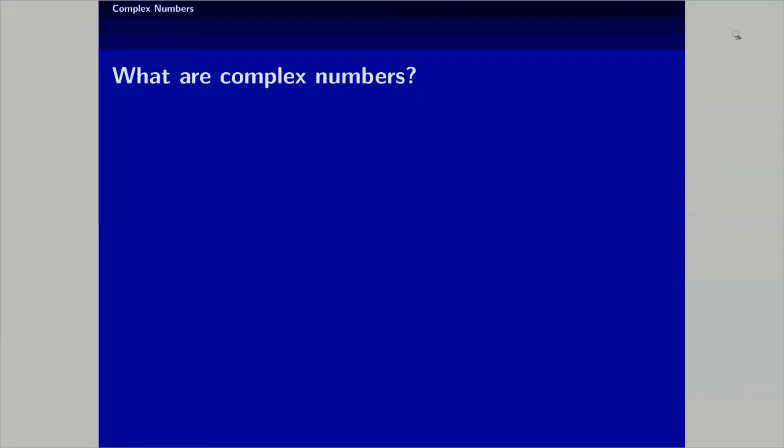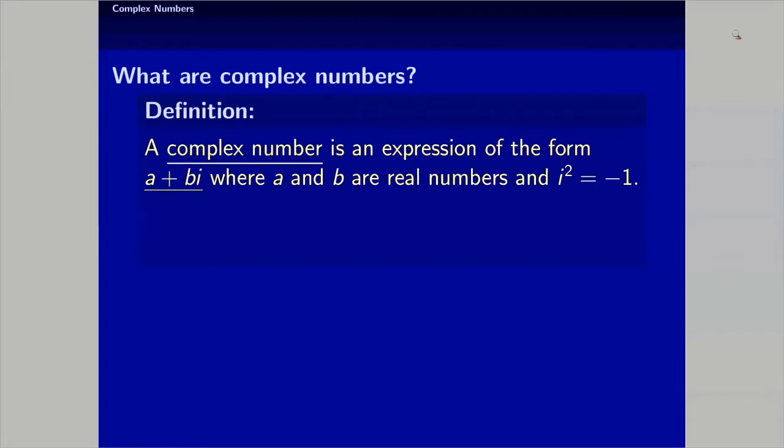So what are complex numbers? Okay, let me give you a definition. A complex number is any number that can be written in this form: a plus bi, where a and b are both real numbers. And don't forget, i squared is equal to -1. So definition ito. Don't forget that i squared is equal to -1.